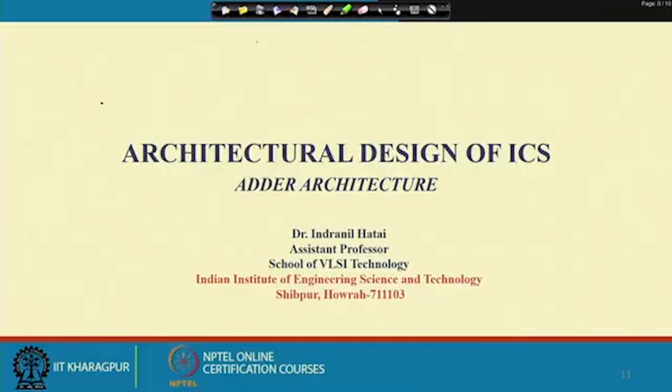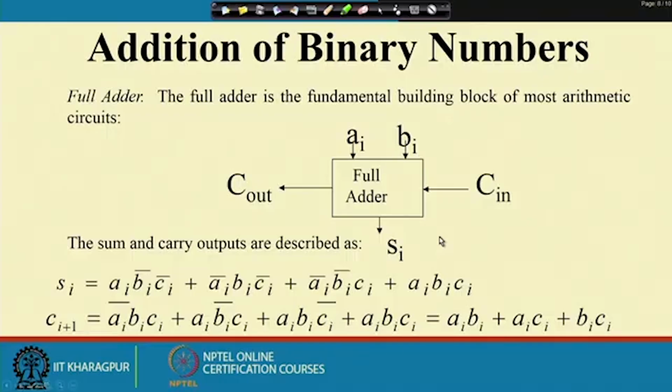So, here we are seeing different adder architectures. We started with the basic addition operations, which are the full adder and half adder. After that we will continue with this. This is the addition of binary numbers. Here you see, if I have Ai, Bi, and Cin, and this is a full adder circuit, it will produce Cout and the sum output.